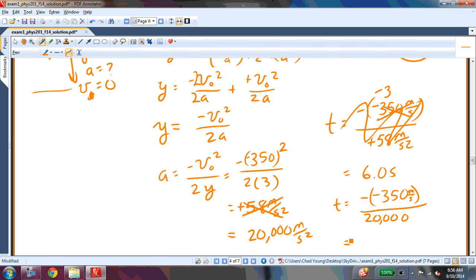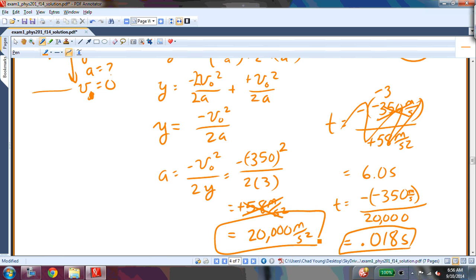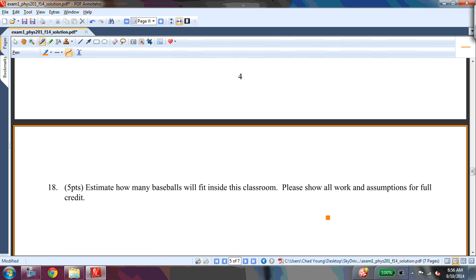I get 0.018 seconds. Right, that seems more reasonable. Those are our answers. Probably the most difficult problem on the test, kinematics problem.